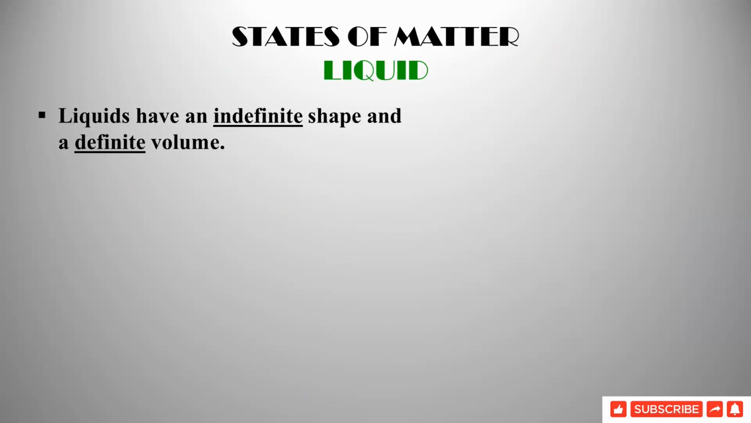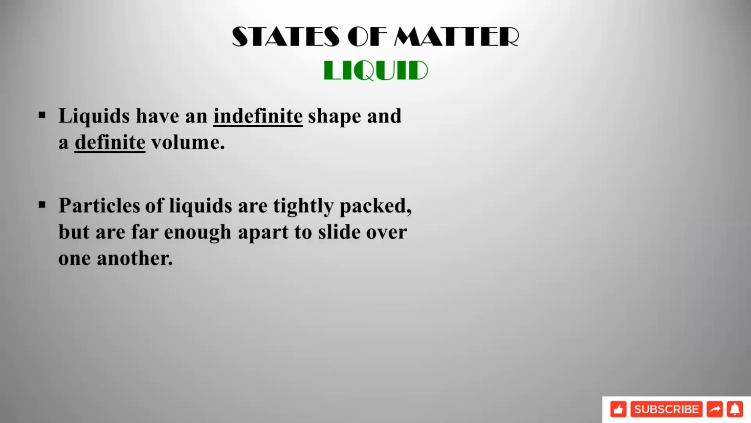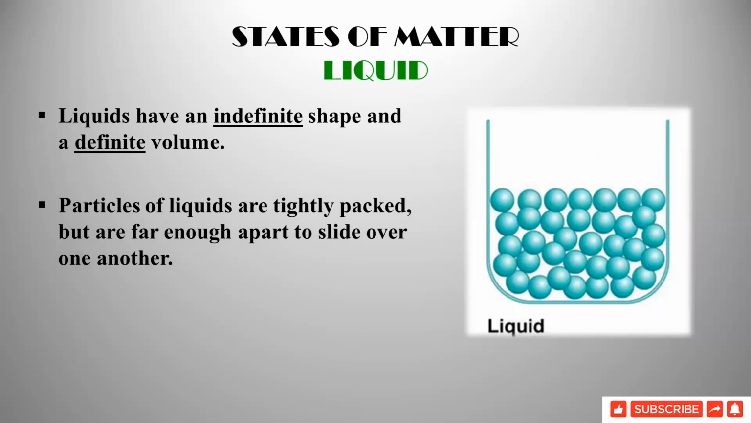Liquids have an indefinite shape, but they do have definite volume. Particles of liquids are tightly packed but are far enough apart to slide over one another. Like that, you can see that these particles are not arranged. They do have some small spaces among each other, so that they can slide over one another and change their shape.